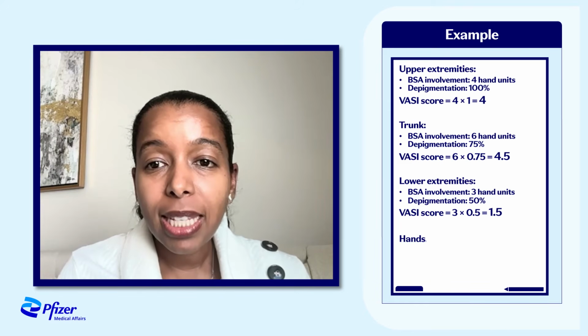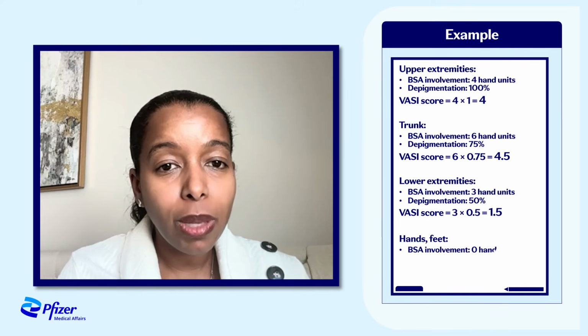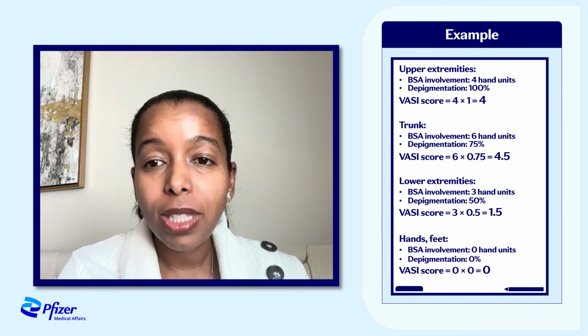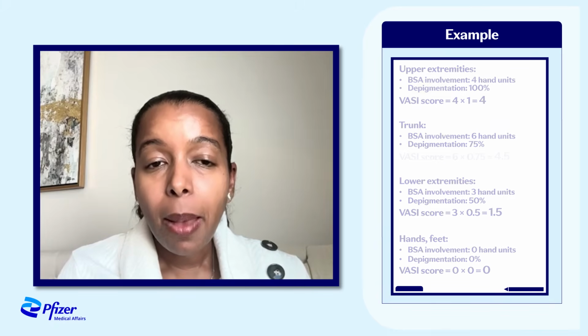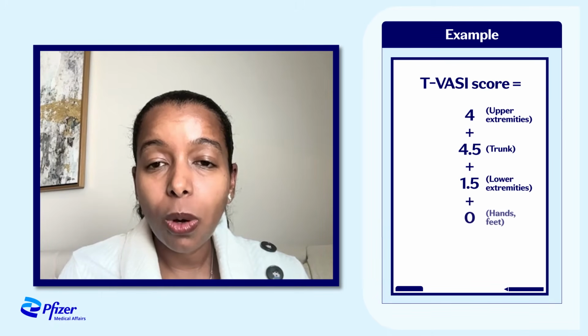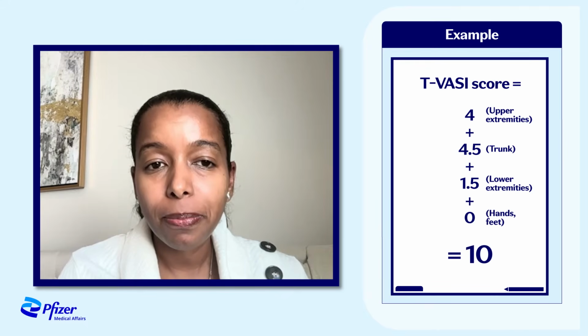And finally, for the hands and feet, there was no BSA involvement and the depigmentation score was 0, which gives a VASI score of 0 for each region. By adding the VASI scores together for all the regions, the T-VASI score for this patient is 10.